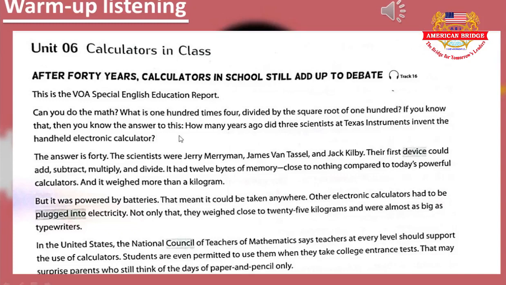The next word is scientist. It comes from the word science. A scientist refers to a person who is involved with the job of experiments and testing. What about the word handheld? Handheld electronic calculators. Handheld means a small calculator that you can hold in your hand easily, not too heavy.